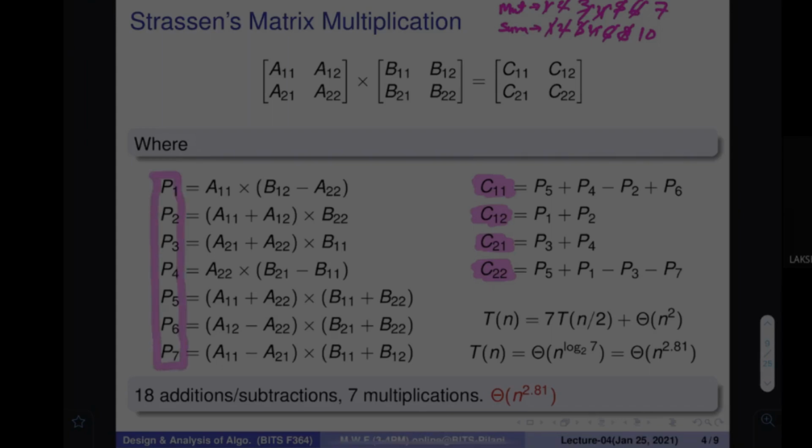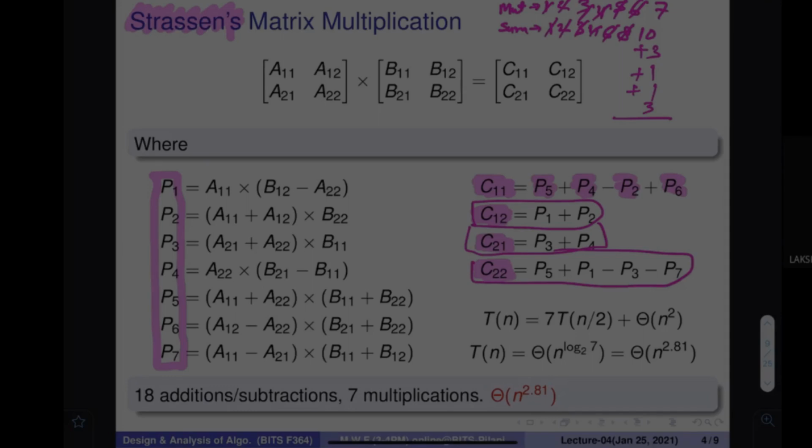Then Strassen shows that you can find the values of C11, C12, C21 and C22 this way: P5 plus P4 minus P2 plus P6. So how many summations are there? 3 summations. So I can say 10 plus 3 summations. Here for C12 it is 1 summation, for C21 1 summation, and for C22 3 summations. Total number of summations: 3, 6, 7, 8. Total 18 summations and 7 multiplications. Do you also need any multiplication to find the Cs?